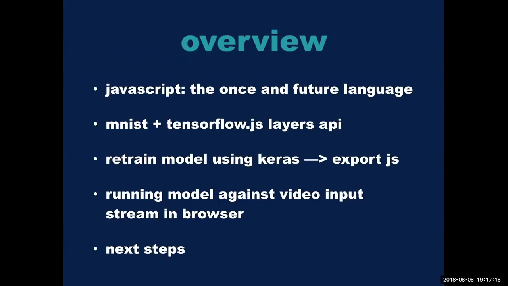So very broadly, I'm going to try and make an argument for why JavaScript is the most powerful and important programming language for you to learn today. Then we'll do a real quick jump through the MNIST demo with the TensorFlow Layers API, which was added last month. We'll look at how you can retrain a model using Keras, export it to make a JavaScript model that you can then run. Then we'll look at how you would want to run the model against the video input stream in a browser, like a webcam, so to speak. And then we'll discuss the next steps where you might want to go from there.